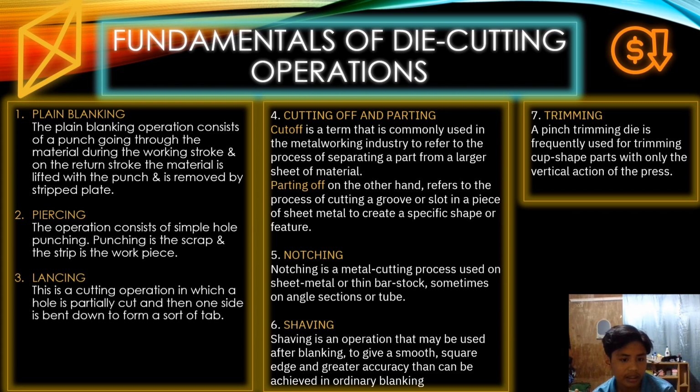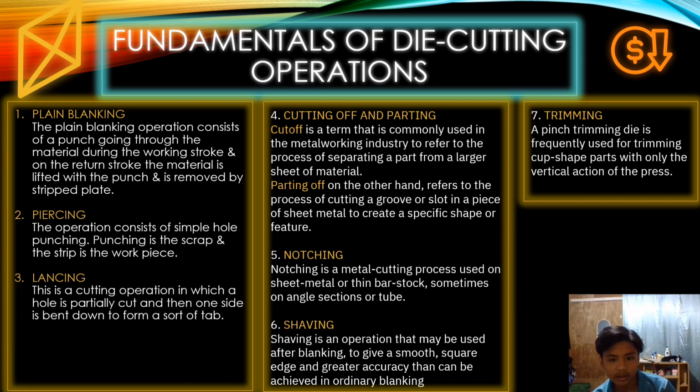Lancing is a cutting operation in which a hole is partially cut and then one side is bent down to form a sort of tab. Cutting off and parting. Cut off is a term that is commonly used in the metalworking industry to refer to the process of separating a part from a larger sheet of metal. Parting off, on the other hand, refers to the process of cutting a groove or slot in a piece of sheet metal to create a specific shape or feature.